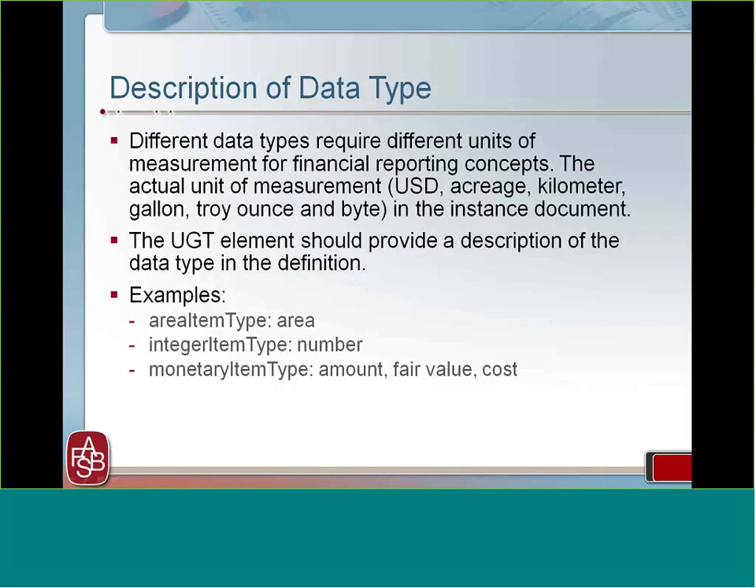So here, the different data types require different units of measure. So one of the things we do here is we make sure that we provide within the definition, right up front, a lead-in that tells you what it is. So a monetary element would start out with amount or fair value, for example. And since that is a unit of measure for those elements, there are a few examples here as well, a little different. We have area item type, integer item type. You can see that these would be the sorts of lead-ins that you should expect.